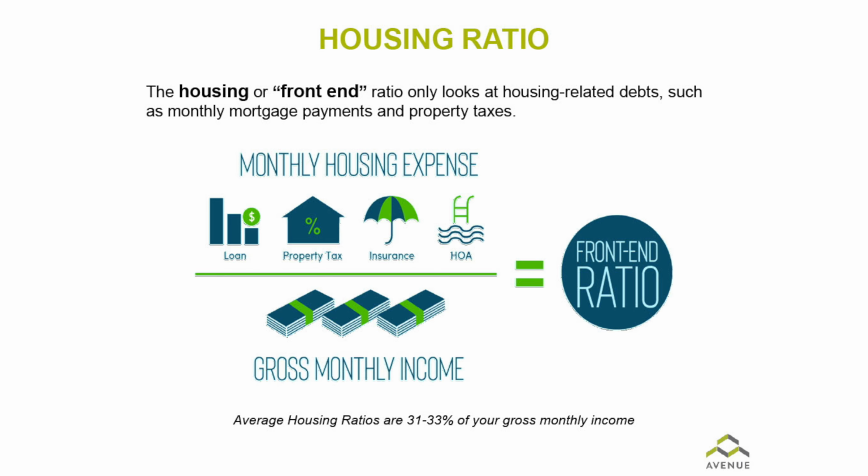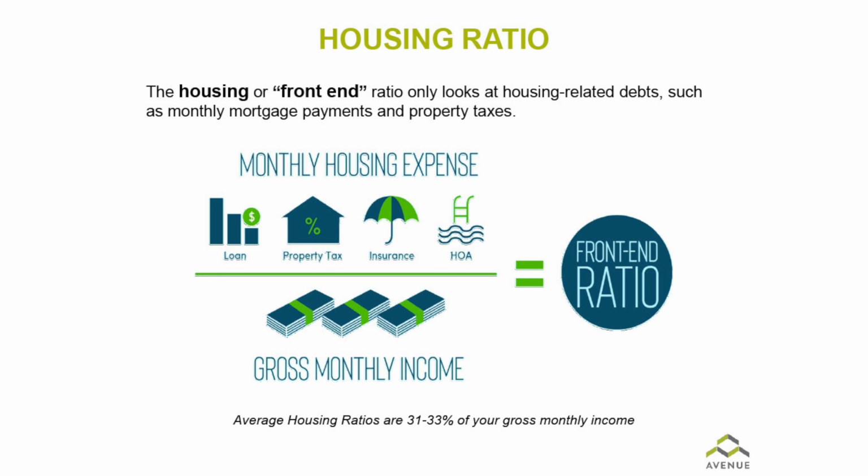So the front end ratio is the housing, and it only looks at whatever the housing related debts are. Your housing expense is your loan, your property taxes, your homeowner's insurance, and if you have a homeowners association, I think the little icon there shows a swimming pool. They add all those up together, and that's your monthly housing expense.